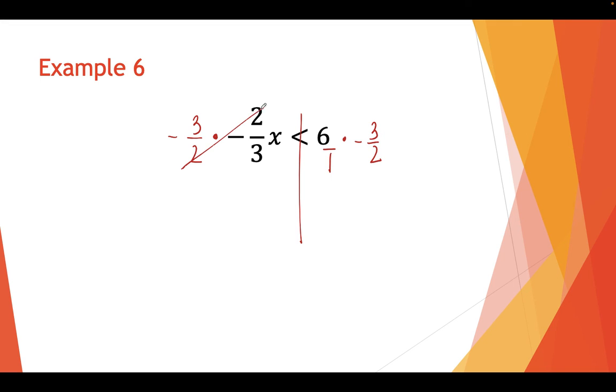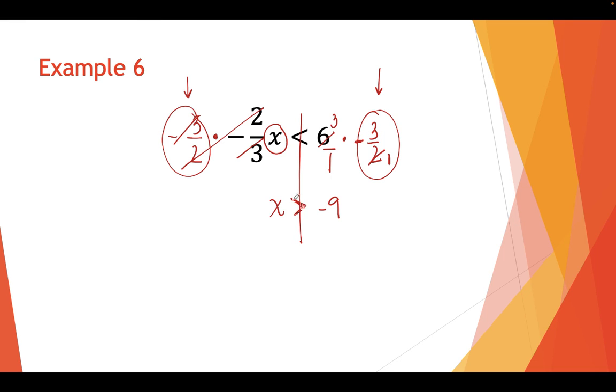On the left, the 2's cancel and the 3's cancel along with the negative signs, leaving us with a positive 1x. On the right-hand side, 6 and 2 can both be divided by 2. And finally, 3 times negative 3 is a negative 9. Since I multiplied on both sides by a negative 3/2, I must reverse my inequality sign to a greater than symbol, giving me x is greater than negative 9 as my answer. And I would put an open circle above the negative 9 and draw my shaded area to the right of negative 9.